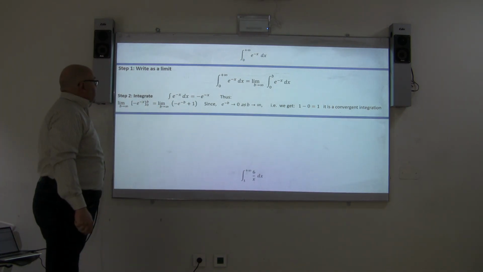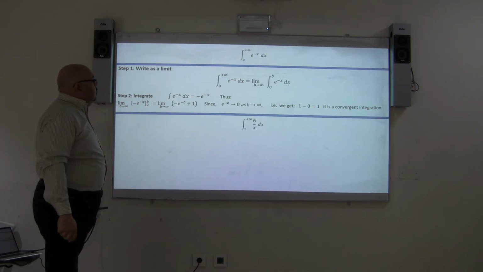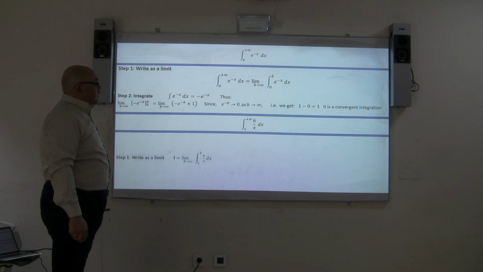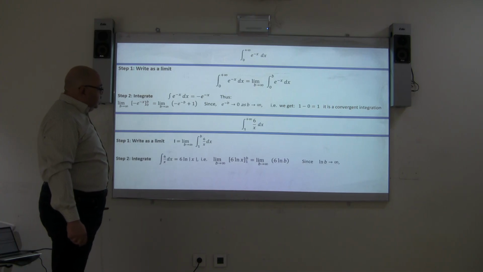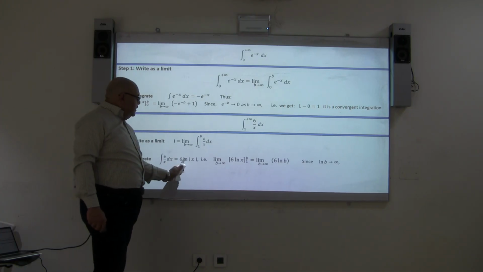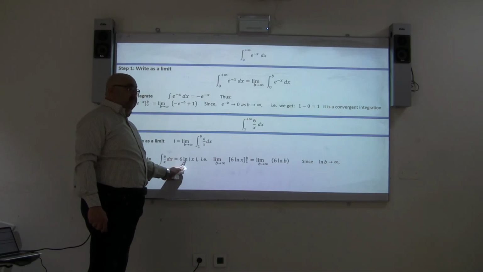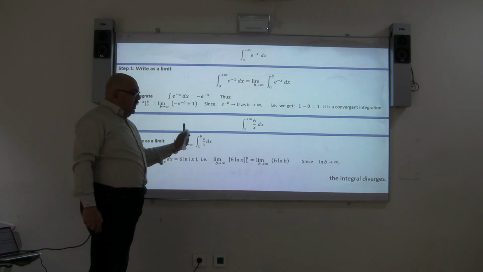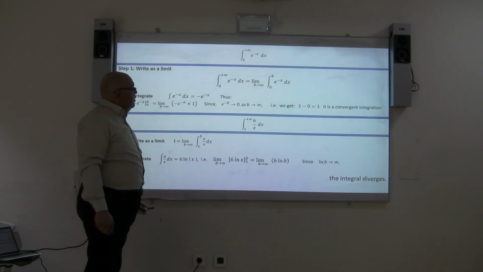So once more, this is how to go through it. But for the problem of 6 over x, once you integrate this guy, it's going to be 6 ln x. If x approaches infinity, this is going to be infinity. So it's going to be undefined, as you can see, and the integral is going to be divergent.